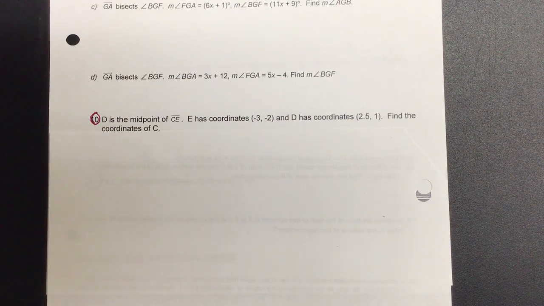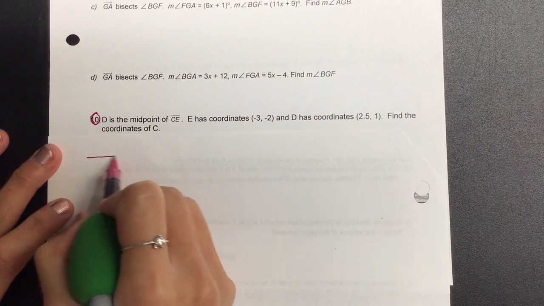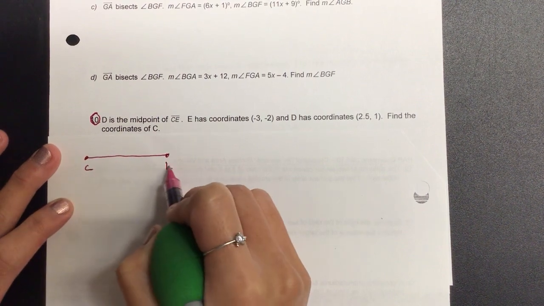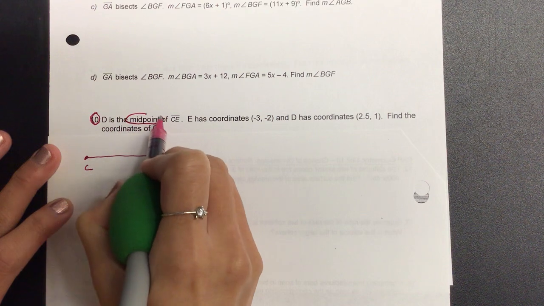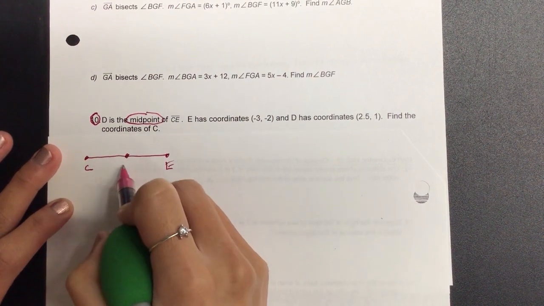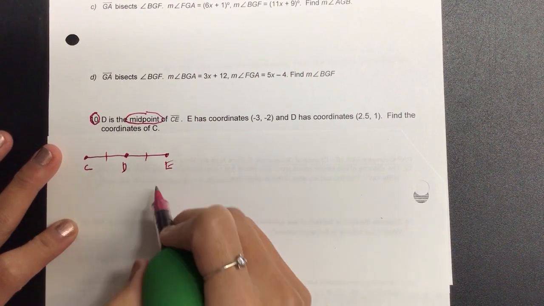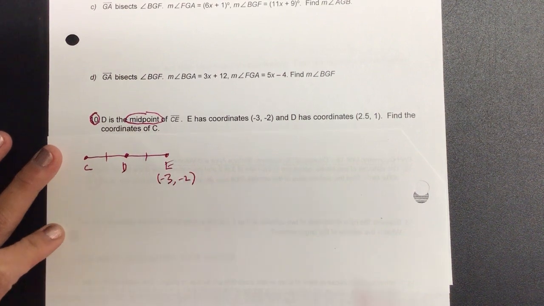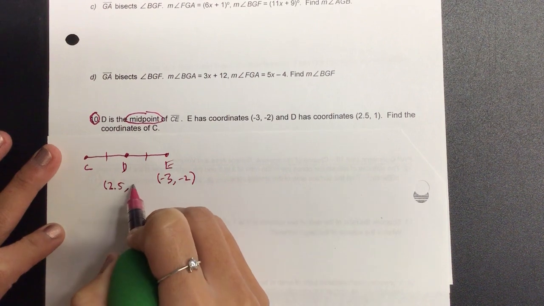The first thing we should do is what? Draw the image. So D is the midpoint of CE. So here's my CE. If you think you need more room, I will write it on the back. For the midpoint, can I put it anywhere in between? No. Exactly in the middle. So here I have these two are congruent. So E has coordinates of -3, -2. D has coordinates of 2.5, 1.